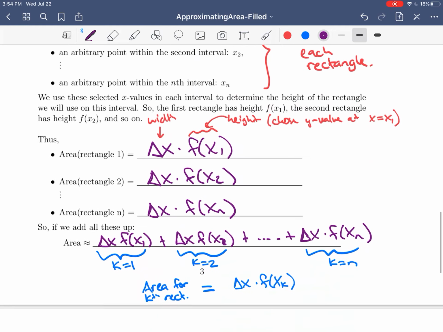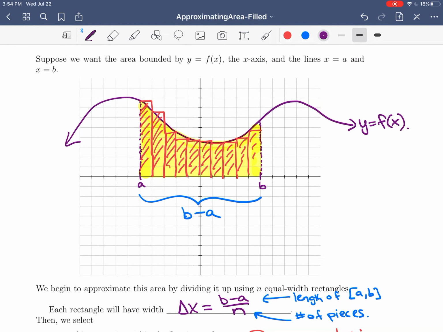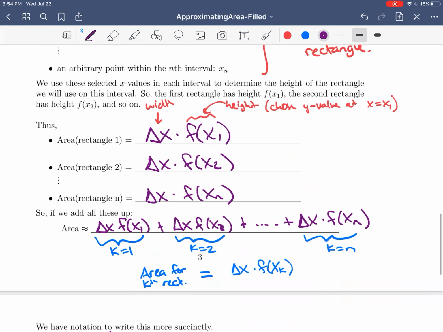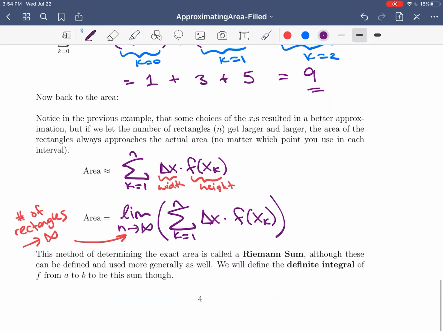But we still need to understand why, as the number of rectangles goes to infinity, we're getting closer and closer to this area that we want. Because it turns out that these Riemann sums are very important, even though we're not going to compute them in this class. We're going to define the definite integral using this idea, to be this limit of the sum. So that's where we're going. That's why we needed all this.